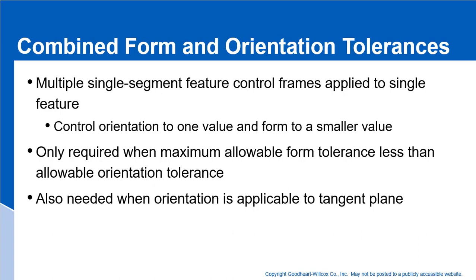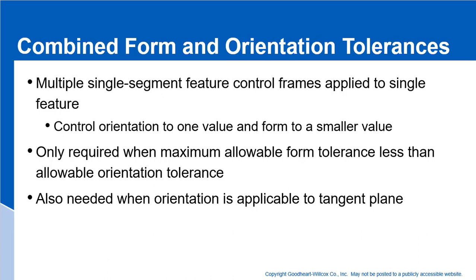Okay, let's discuss how it works when we combine form and orientation tolerances. We can use a multiple single segment feature control frame applied to a single feature, and we can control orientation to one value, and typically we would control form to a smaller value. This is only required when maximum allowable form tolerances are less than the allowable orientation tolerances. We'll explain what that means.